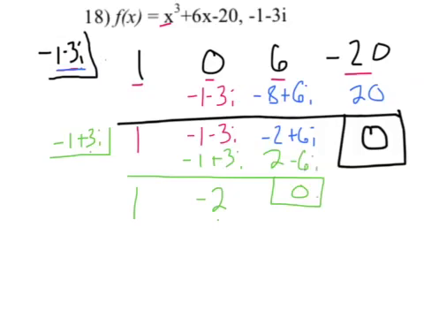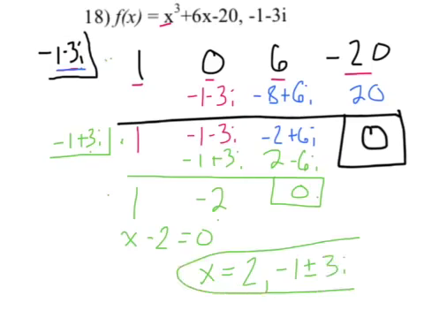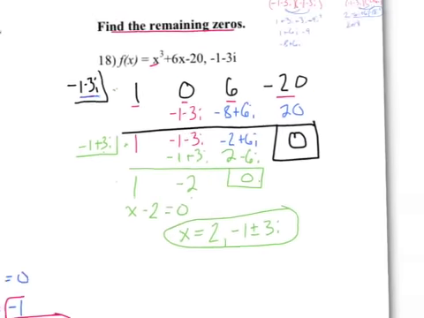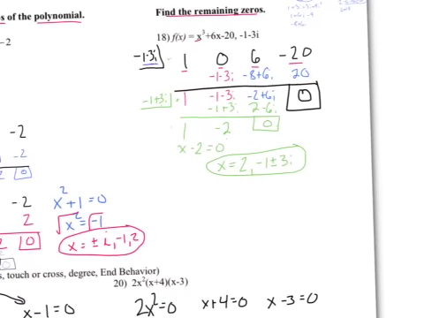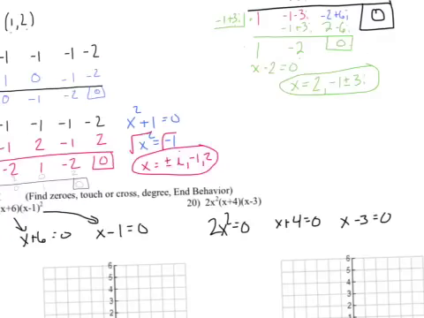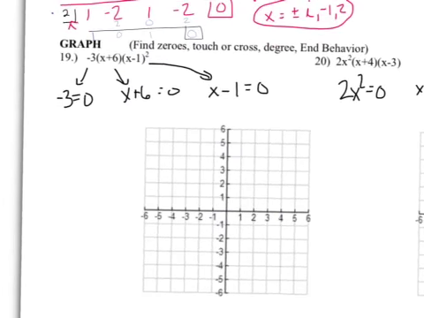This was an x cubed problem. This was an x squared problem. That makes this an x minus 2 equal to 0. So my answer is x is equal to 2 and negative 1 plus or minus 3i. Those are my 3 answers. It's not that tough of a question if you take your time and do it correctly. There's 18. 2 left to do here, 19 and 20.